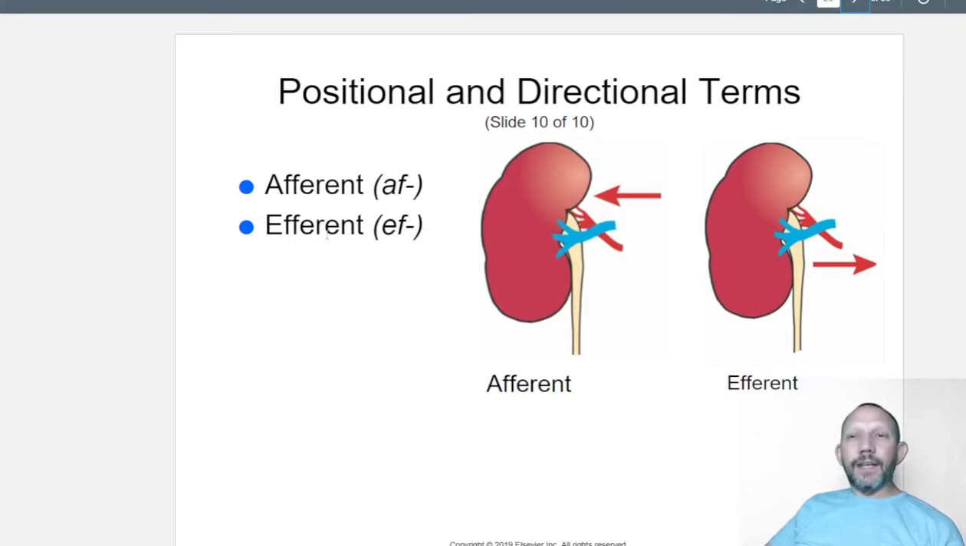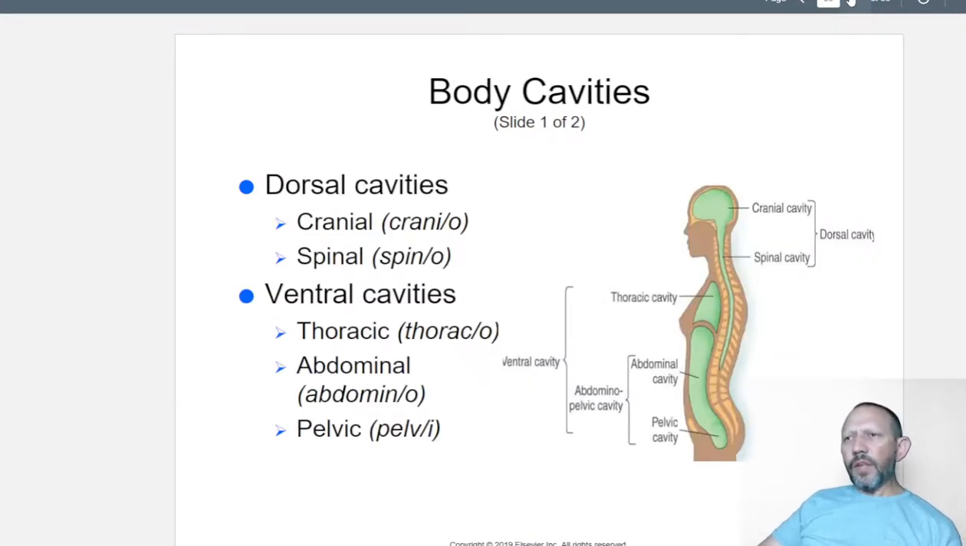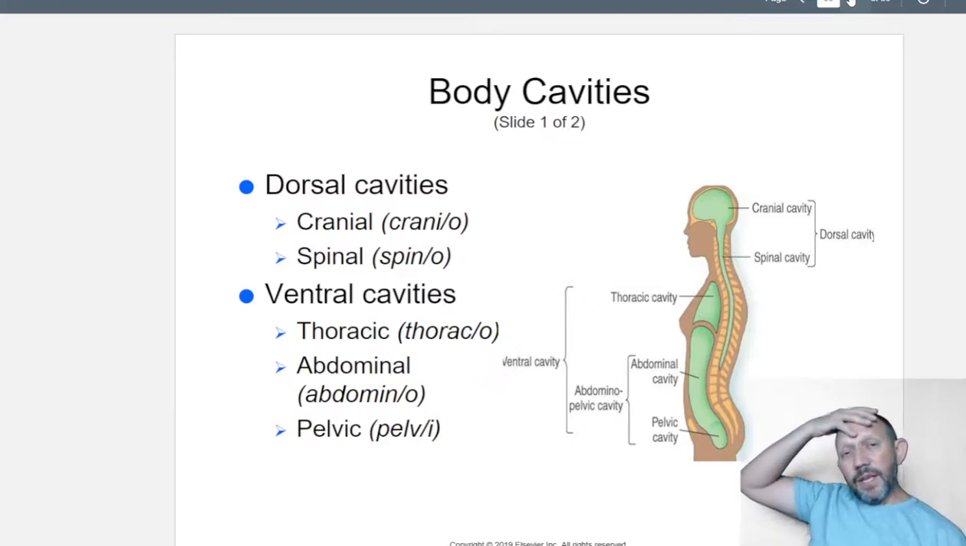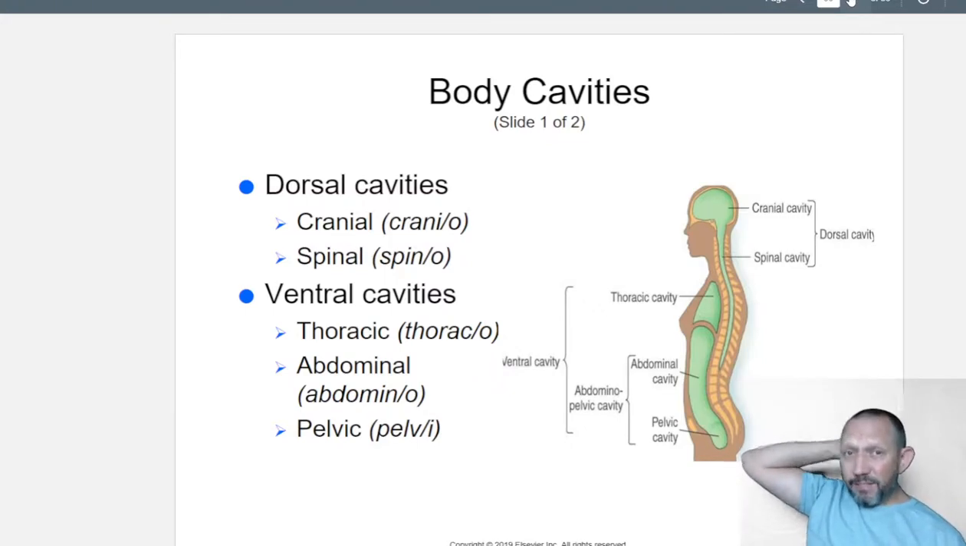Positional and directional terms. Efferent is exiting. E for exit. Okay, efferent. Yuri's already did this one. Dorsal cavities. So we have two different cavities on the dorsum, the backside. That's going to be the cranial cavity with the brain and the spinal cavity.